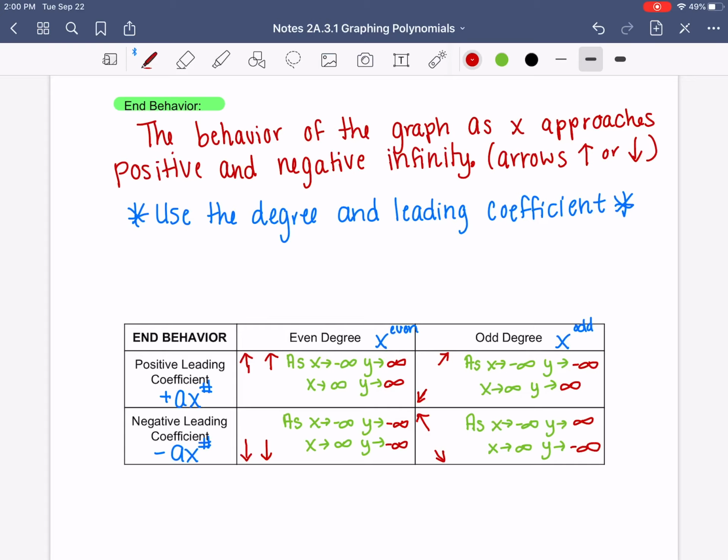So what you need to know is that if it's an even degree, your arrows are pointing the same direction. If it's an odd degree, your arrows are pointing in opposite directions. If it's a positive leading coefficient and it's even, then they're going up. But if it's an odd degree, then it has a positive slope. If you have a negative leading coefficient and it's even, they're both pointing down. But if it's an odd degree, it has a negative slope, you could say.